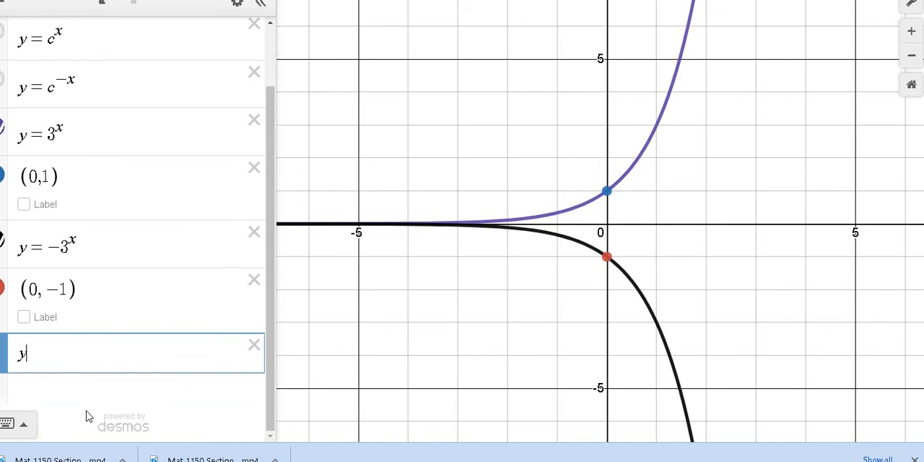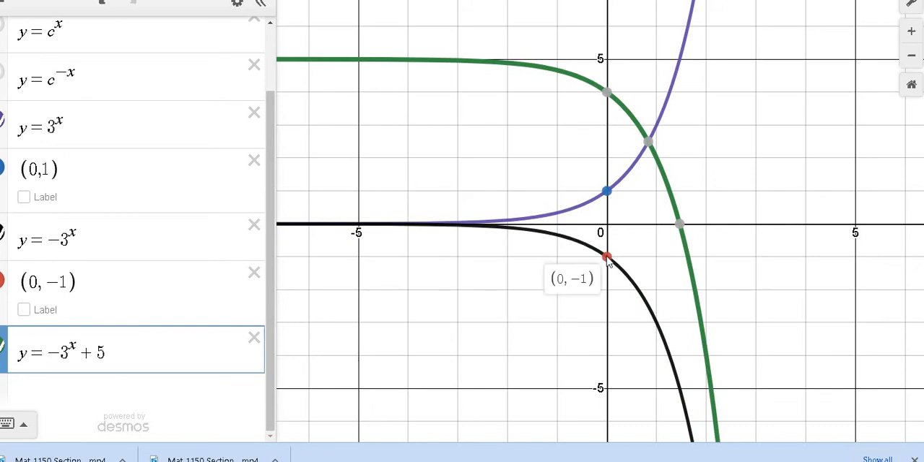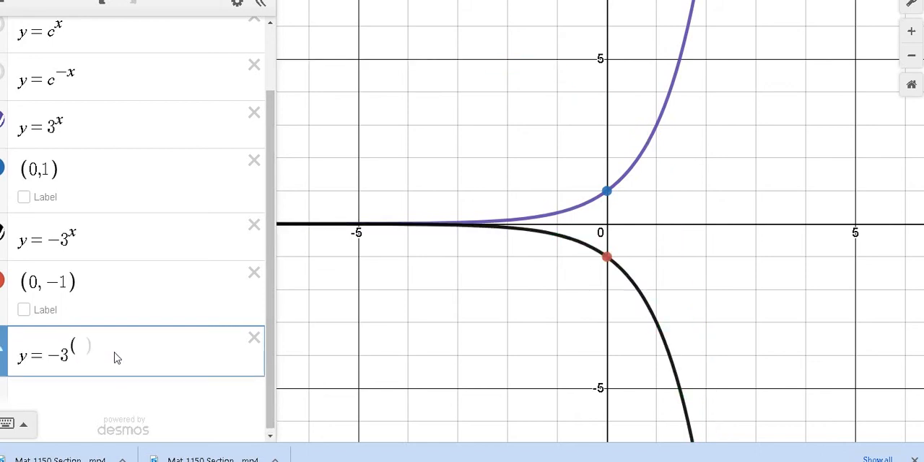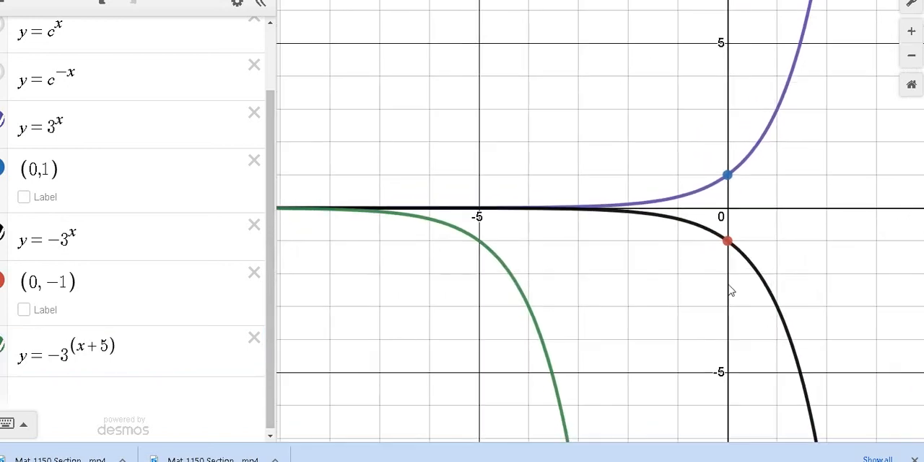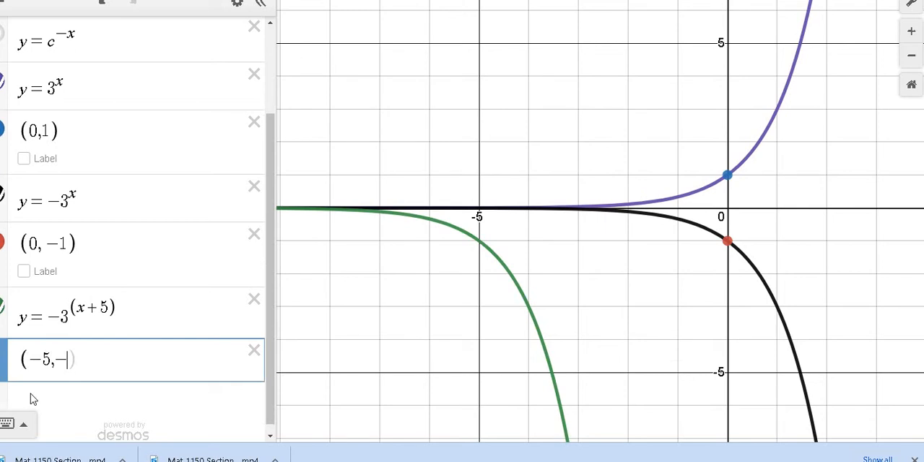Last but not least, y equals negative 3 raised to the x plus 5. So where's that point gone that was here? Oops, didn't go the way I wanted because I didn't write it right. This has to be in parentheses, x plus 5. Where'd this point go? Well, it got shifted to the left by 5. And you can see it right there. To the left by 5 puts it at negative 5, comma, negative 1. So it lands exactly where I thought it was.